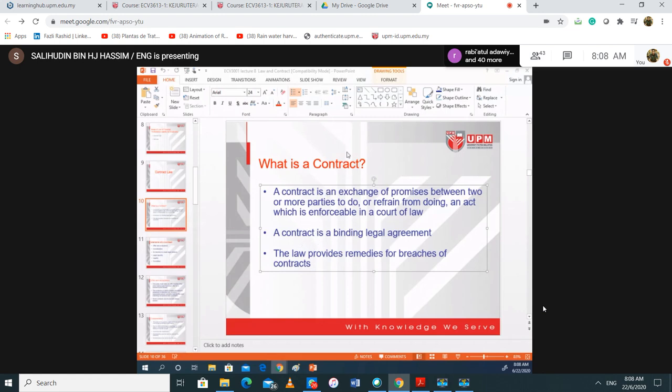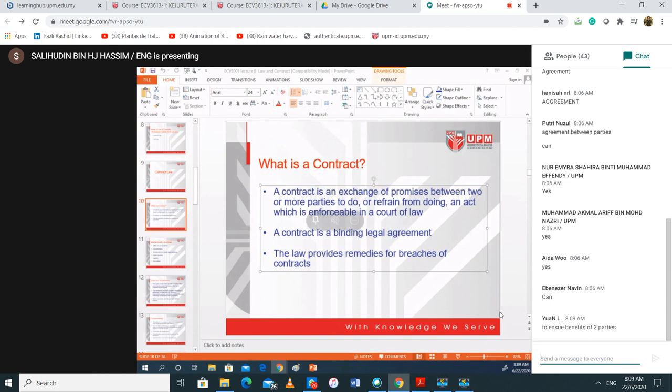So under this contract, why does the contract need to be signed? Why do we need a contract to do something? Let me rephrase the question. Why do we need a contract? Kenapa kita memerlukan kontrak? Anybody? To ensure benefit, Ivan. What else?